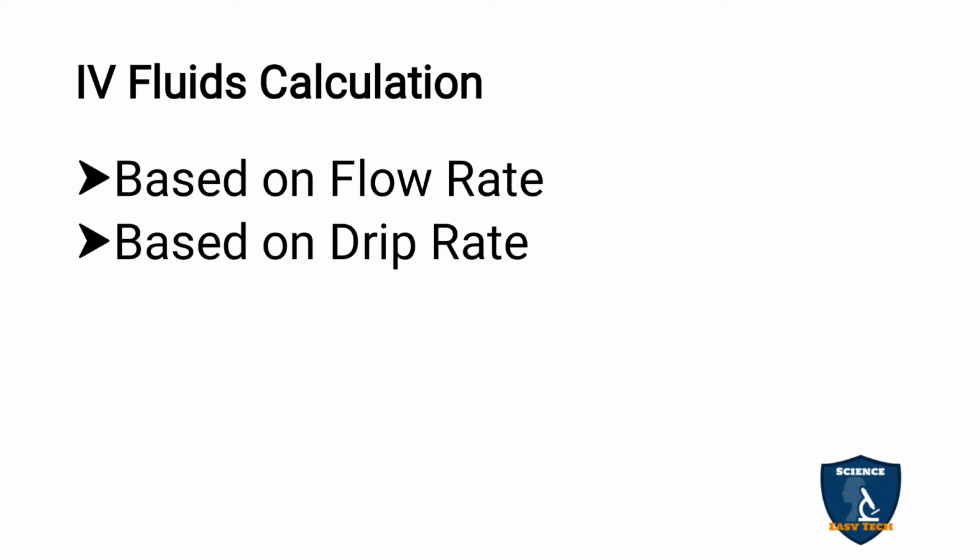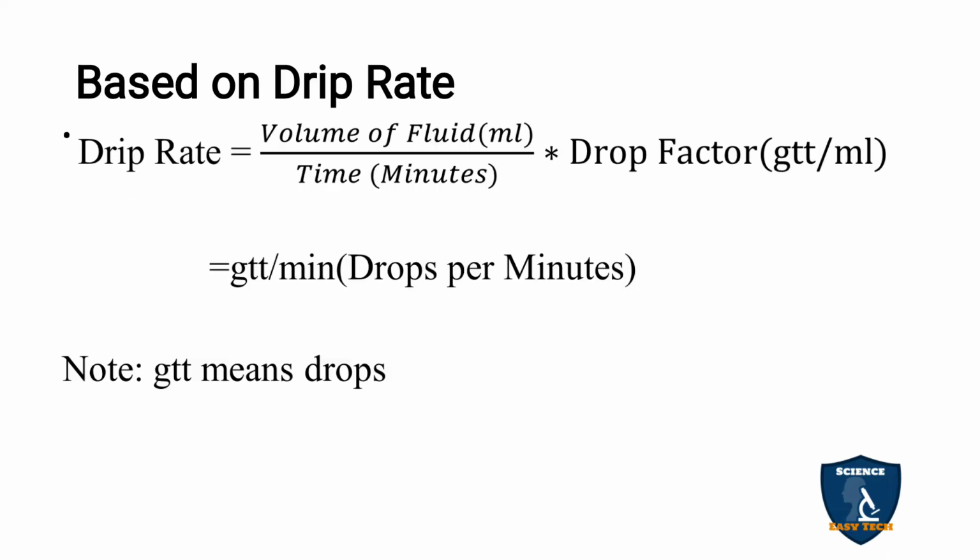Based on drip rate, we will see what the formula is. The formula based on drip rate, that is drops per minute, is equal to volume of fluid in ml divided by time in minutes, into drop factor. Always the volume should be represented in ml.